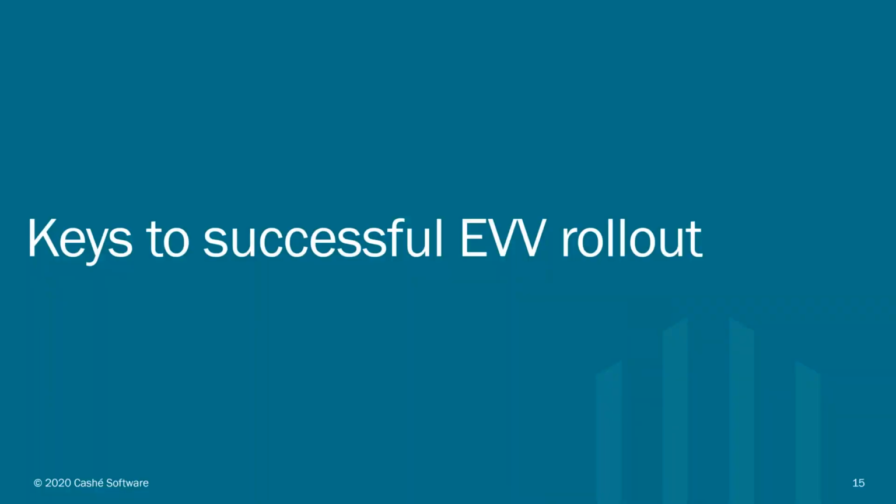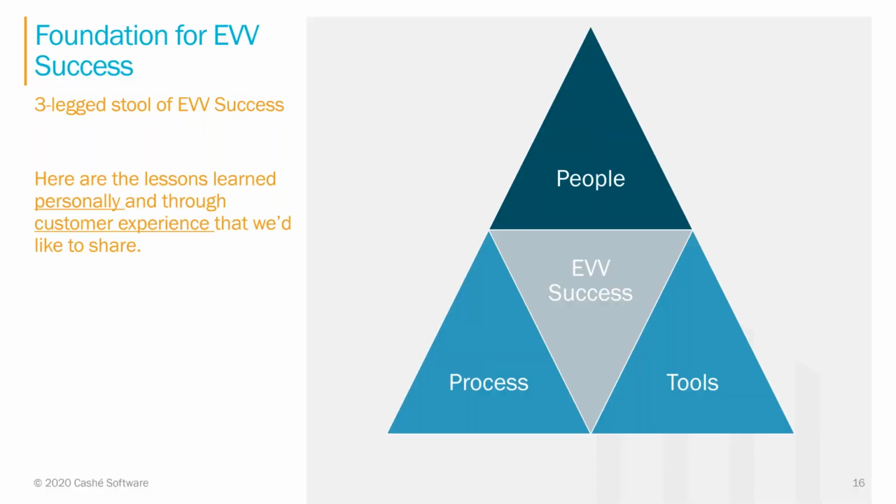So a few keys to a successful EVV rollout. There are 3 foundational pieces to EVV success, and that is your people, your process, and your tools. Your people are your most important asset. Communicate with them about what's coming before it comes. As much as people don't like change, it's worse when the change is a surprise. And be sure to set realistic expectations. Also remember to empathize with them.